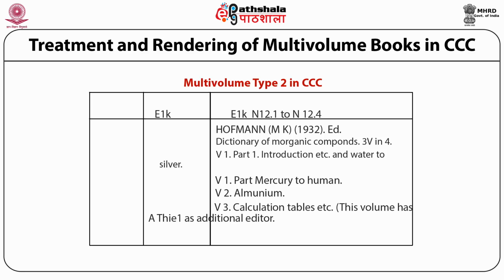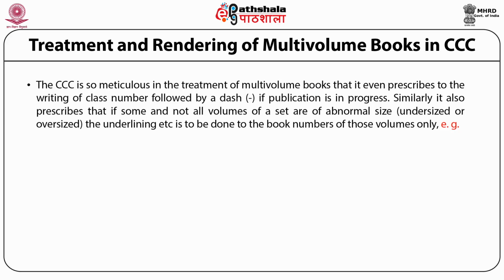And the fifth section is the accession number section. Accession numbers are noted as per rules. Accession number of the first volume, dash, accession number of the last volume: 111420 dash 11423. The CCC is so meticulous in the treatment of multi-volume books that it even prescribes the writing of the class number followed by a dash if publication is in progress.